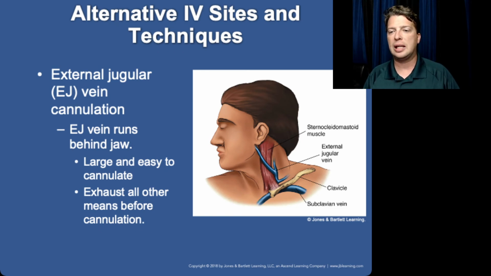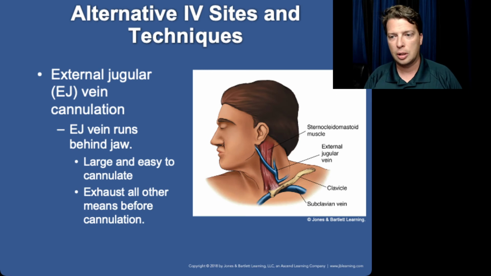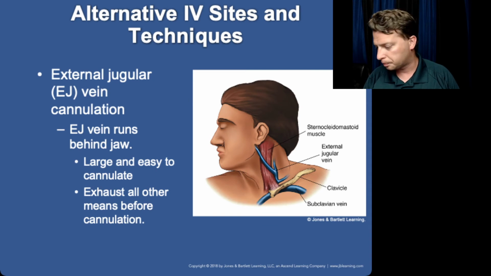If you're going to start an EJ, you want to lay the patient supine, or if possible, their head lower and their legs elevated, kind of like that Trendelenburg, to try to get as much blood flow into that EJ and a bulging of that EJ as possible.